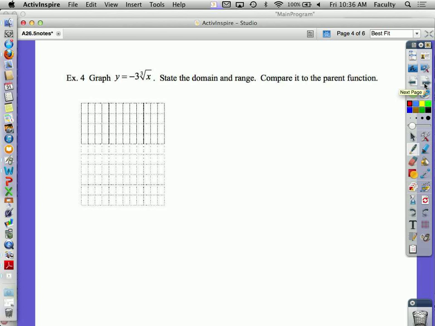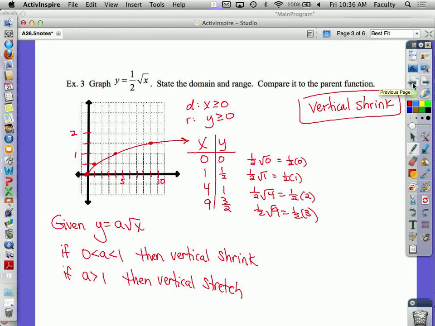All right, example 4. We didn't do the range. Oh, sorry. Thank you. I thought I did, but maybe you didn't catch it. Oh, yeah, never mind. I did. It was y greater than or equal to 0. Maybe I said it too quickly. I'm sorry.